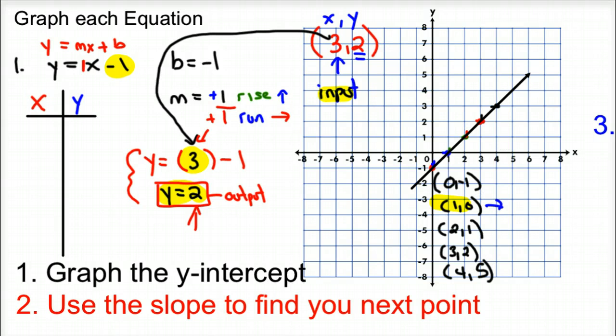And this last point here, so here's a mistake I made. 4-5 should have actually been 4-3, and that's how you can catch your work too. So if I input 4 into the function, it should get an output of 3.